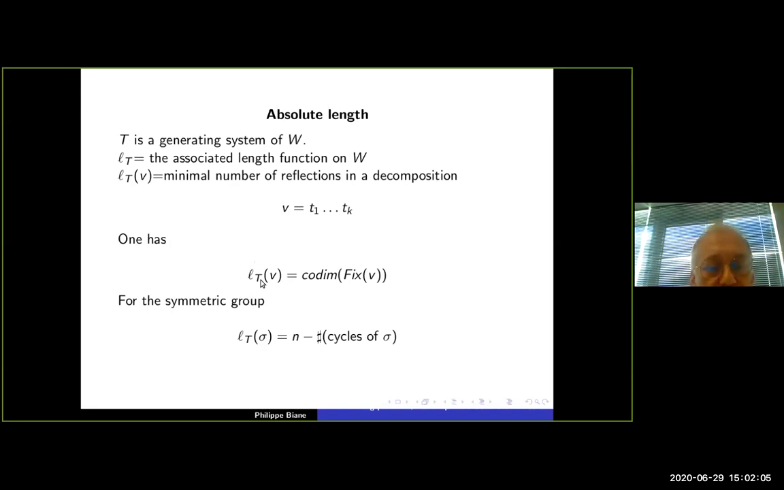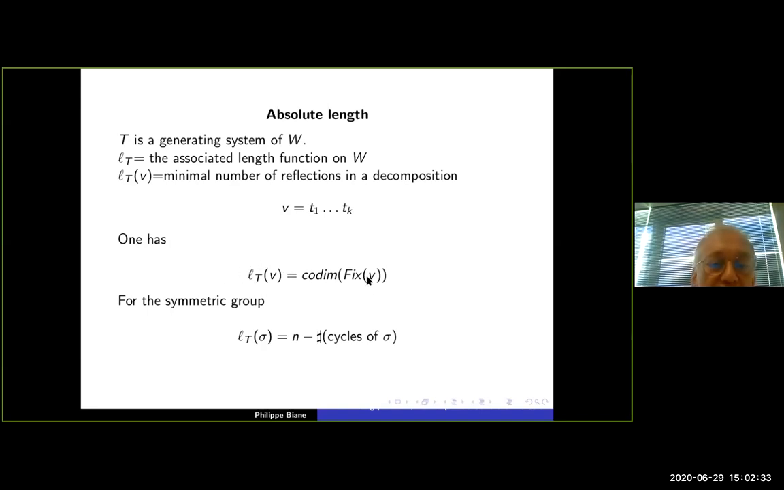It turns out that one can give a general formula in the case of Coxeter groups, and for T a generating system, LT of V is equal to the codimension of the set of fixed points of V. The set of fixed points of V is not a hyperplane, but a subspace in the space V. It's the set of fixed points of some orthogonal transformation. So it has a certain codimension, and this codimension turns out to be the length.